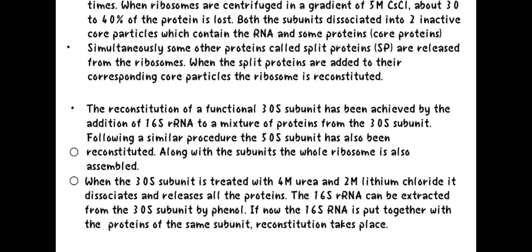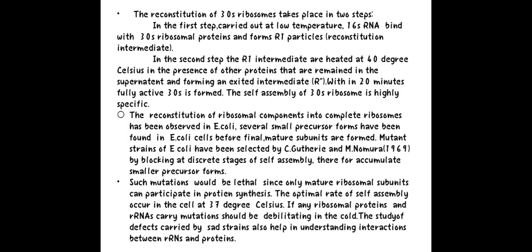The reconstitution of functional 30S subunit has been achieved by the addition of 16S rRNA to a mixture of proteins from the 30S subunit. Following a similar procedure, the 50S subunit has also been reconstituted, and the whole ribosome is also assembled. When the 30S subunit is treated with 5 M urea and 2 M lithium chloride, it dissociates and releases all the proteins. The 16S rRNA can be extracted from the 30S subunit by phenol. If now the 16S RNA is put together with the proteins of the same subunit, reconstitution takes place.